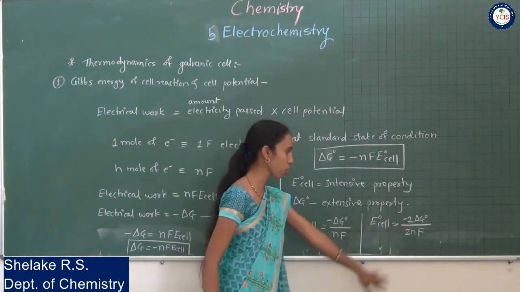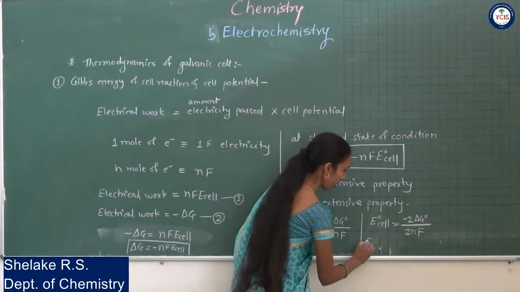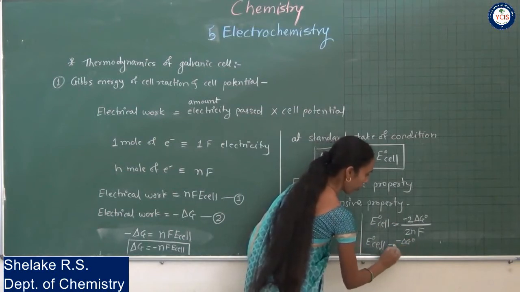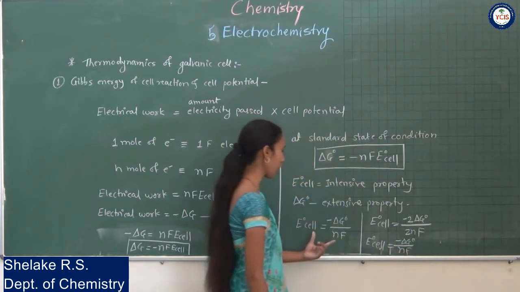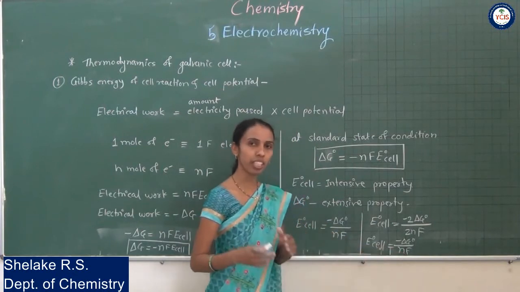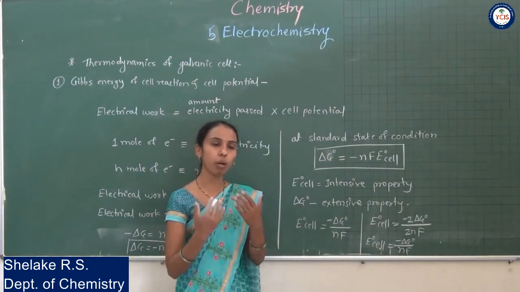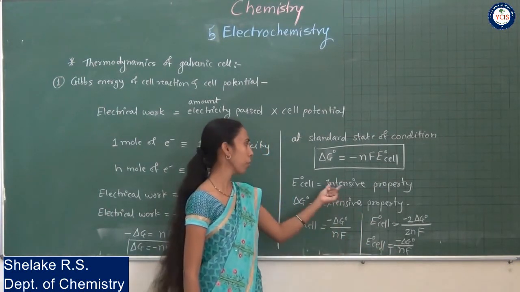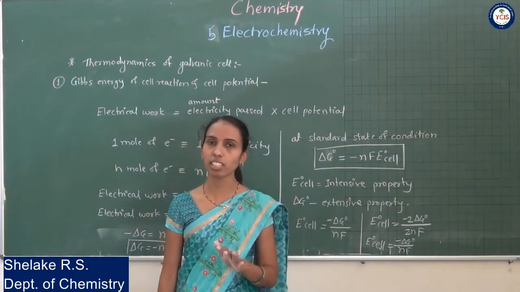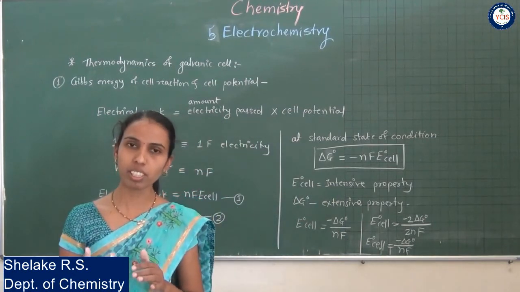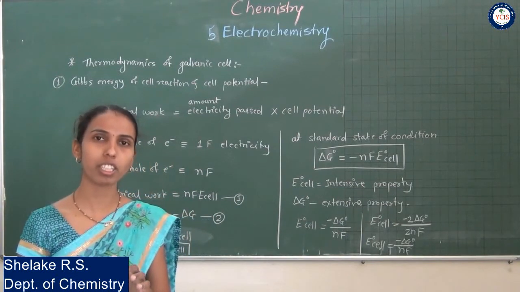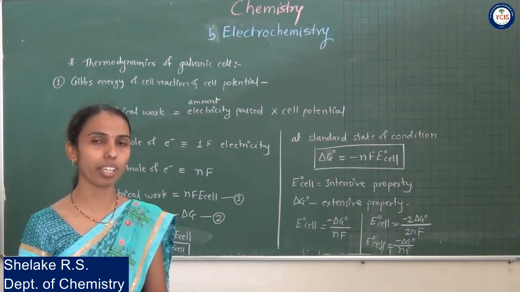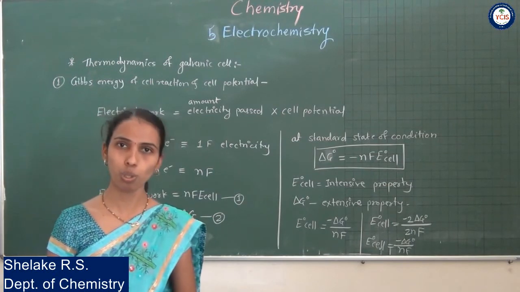But after cancelling these two, what you will get finally? That E0 cell is equal to what? Minus delta G0 divided by nF. म्हणजे हे इक्वेशन E0 cell काय राहतंय कॉन्स्टंटच राहतंय means the E0 cell is an intensive property means as you are increasing the amount or the stoichiometry of the reaction if you double triple केली तरी सुद्धा काय होणार नाहीये E0 cell ची व्हॅल्यू चेंज होणार नाहीये means E0 cell is an intensive property. Okay.